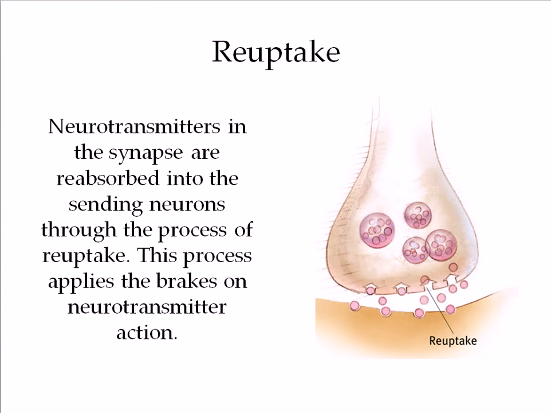Neurotransmitters in the synapse are reabsorbed into the sending neurons through the process of reuptake. This process applies the brakes on the neurotransmitter action. It tells the sending neuron that no more neurotransmitter needs to be sent.